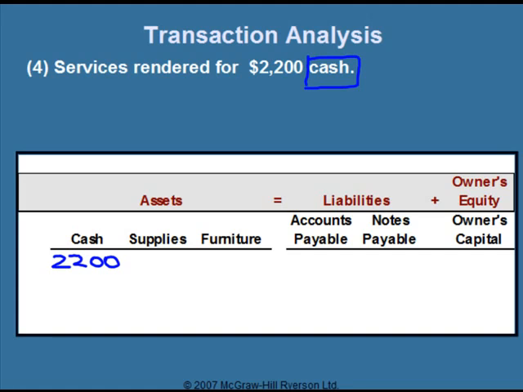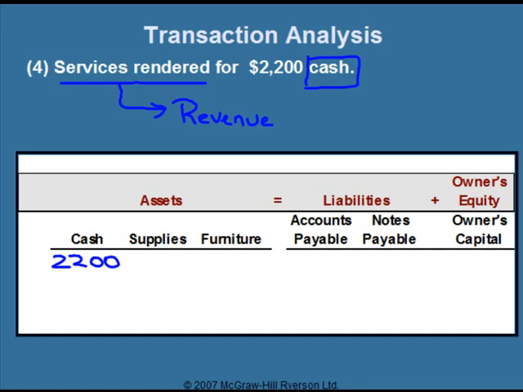And when we render services, what we're doing is providing services to customers and they're paying us with cash. So our cash account is going up. This phrase right here, services rendered, is one that you'll have to get used to and always relate it to revenue. It means that the company has provided services to customers, and that's the definition of revenue.